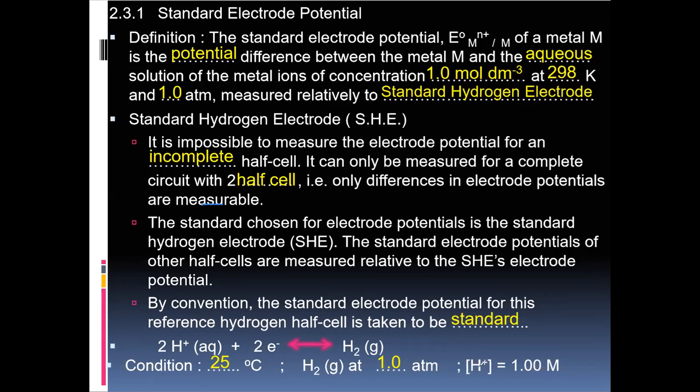And then the aqueous solution of the hydrogen must be at a concentration of 1 mole per dm cube, which is what is here, 1 mole per dm cube. Otherwise, we can call it 1.0 molarity. Instead of saying mole per dm cube, we are still saying the same thing.